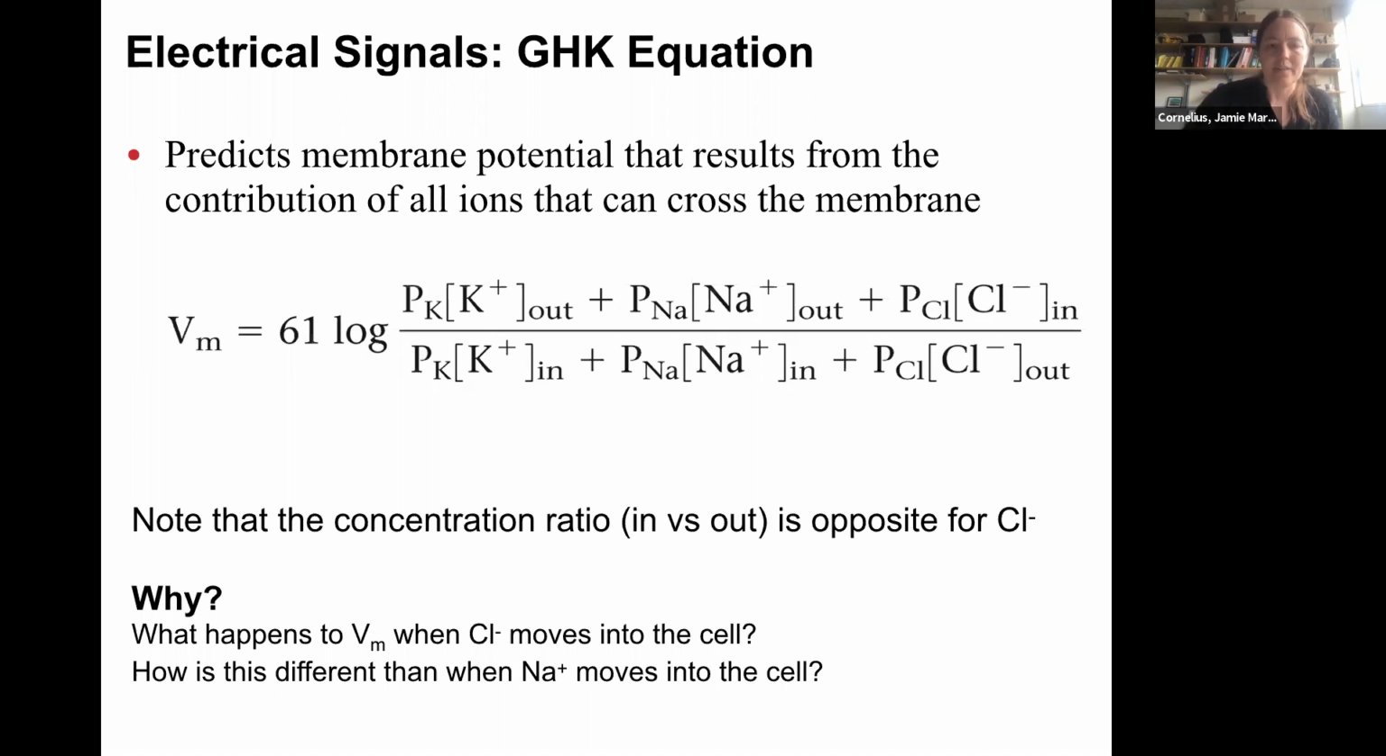One thing I'll note is that the concentration ratio of in versus out is opposite for chloride. Hopefully that's intuitive in the sense that chloride is an anion, so it's negatively charged. When it moves in a particular direction, it has the opposite influence on the membrane potential than the cations like potassium and sodium. So it's flipped because of its negative charge.